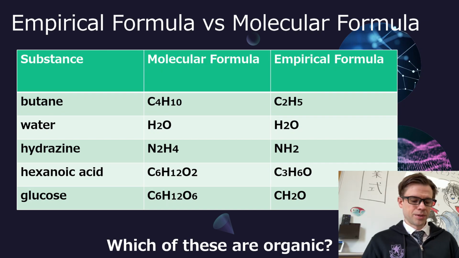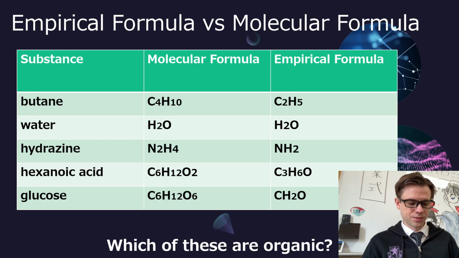So empirical formula versus molecular formula. We've talked about this way back in like topic 1, unit 1 in moles, but let's bring this slide back here. We've got some different compounds: butane, water, hydrazine, hexanoic acid, and glucose. We've got their molecular formula and their empirical formula. Remember that the empirical formula is sort of the lowest whole-number ratio of the molecular formula. So C4H10, you can divide that by 2.